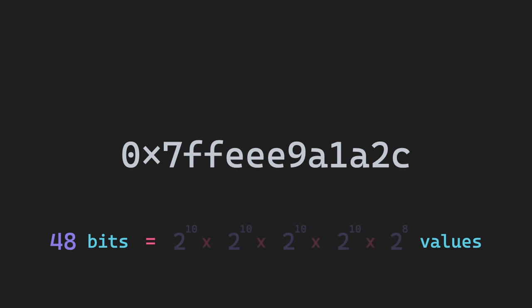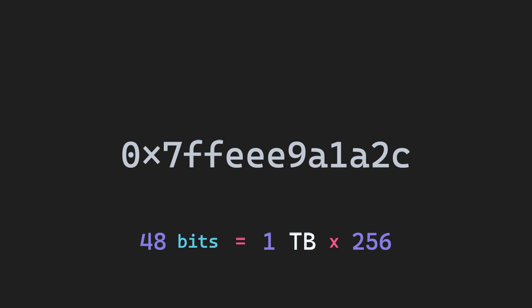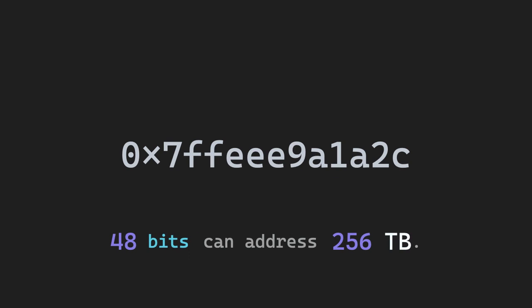We can expand that to this. The number of values we get here would mean we'd be able to address those many bytes. So how many bytes are these? 2 to the 10 is 1 kilobyte. 2 to the 20 is a megabyte. 2 to the 30 is a gigabyte. 2 to the 40 is a terabyte. And we have 1 terabyte times 256, that is 256 terabytes, which means we can represent 256 TB of memory with the 48 bits of 64.